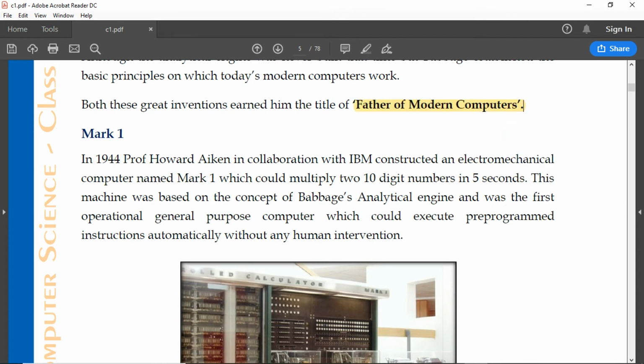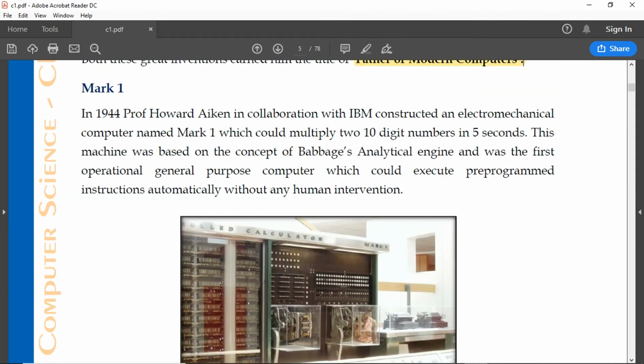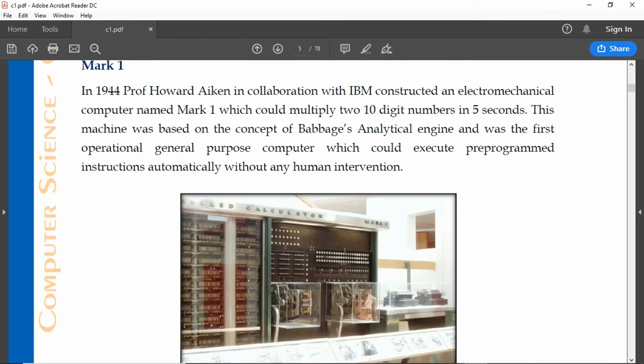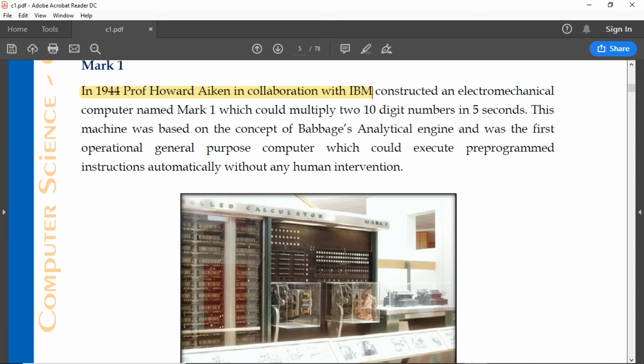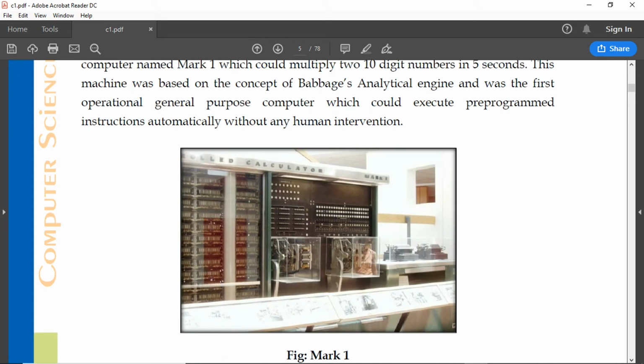Mark I. In 1944, Professor Howard Aiken, in collaboration with IBM, constructed an electromechanical computer named Mark I, which could multiply two 10-digit numbers in 5 seconds. This machine was based on the concept of Babbage's analytical engine and was the first operational general-purpose computer which could execute pre-programmed instructions automatically without any human intervention.